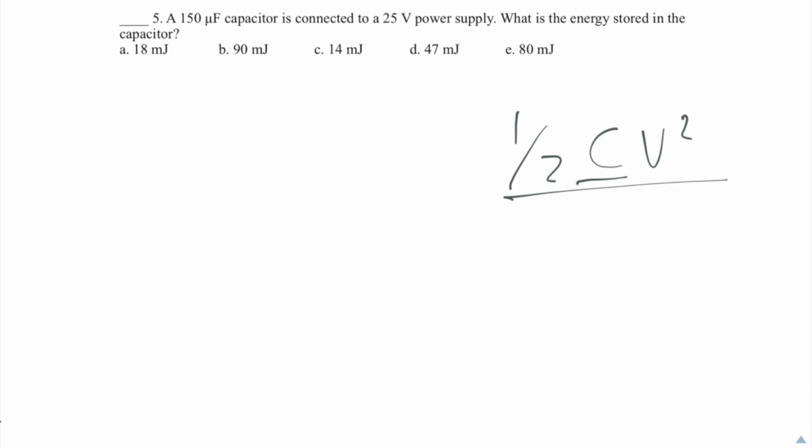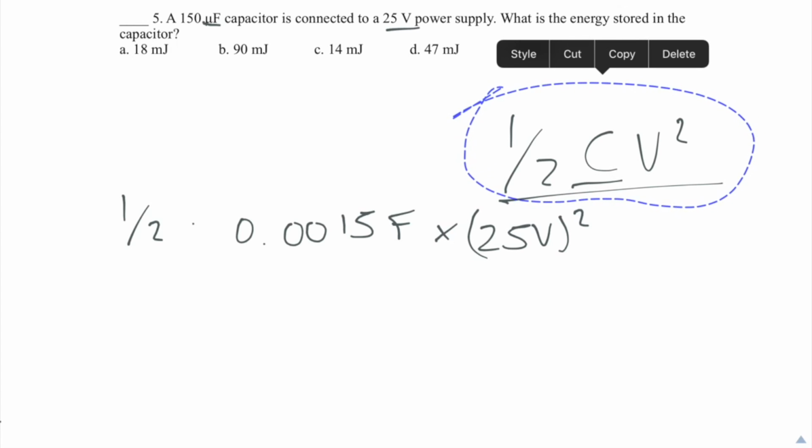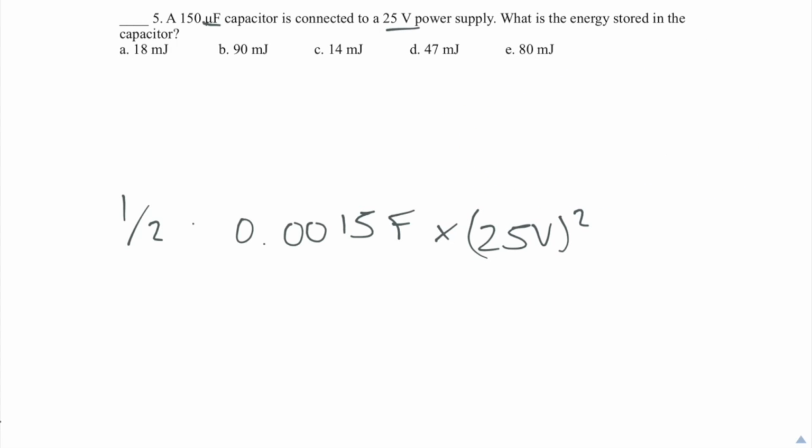And so we're going to go ahead and just plug and chug at this point. We're going to do some conversions so we don't end up with some really funky numbers. Since this is in volts, I find it easier to just convert microfarads to farads. And so we'll do 1/2 times 0.0015 farads times 25 volts squared. And don't forget to square that. It's a very important and very easy mistake that we could make.